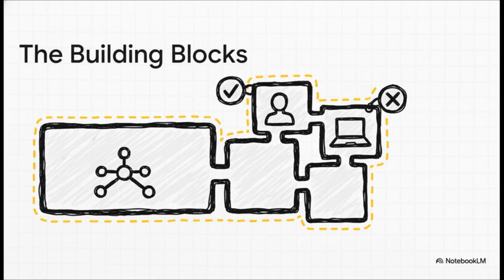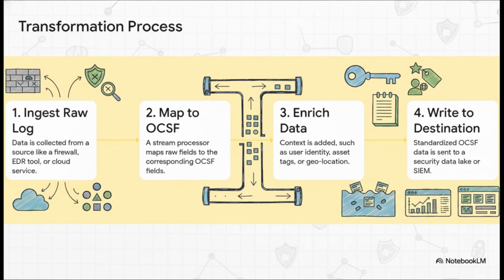You have common entities, so an actor is always an actor, a device is always a device, and so on. And it uses enumerations, which are just constrained lists, to make sure a value like blocked is always written the exact same way, which is absolutely crucial for automation. So the actual process from start to finish looks something like this.